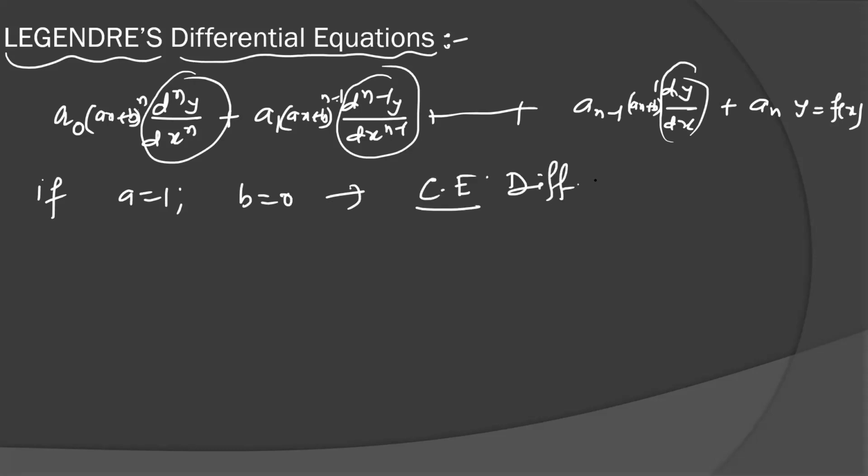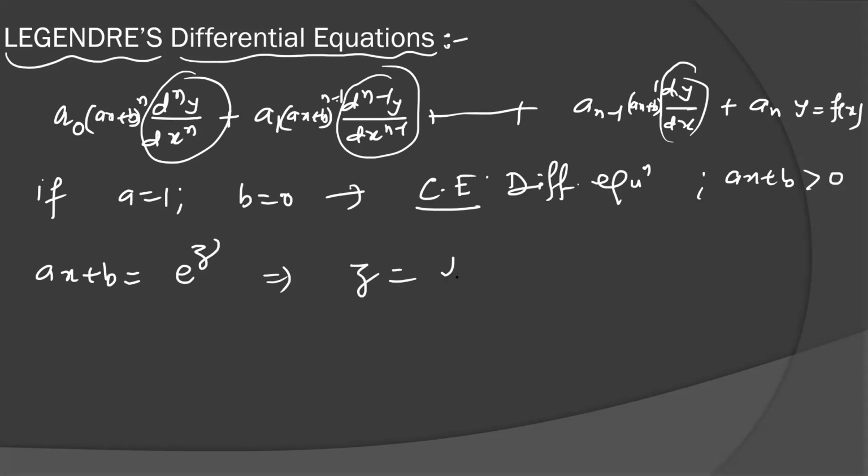It will reduce to the Cauchy-Euler differential equation. So Cauchy-Euler is a special case of the Legendre differential equation. In the same manner, you just replace ax plus b equal to e to the power z. Here we are assuming ax plus b is greater than 0. Then if you take the log, z will be log of ax plus b.